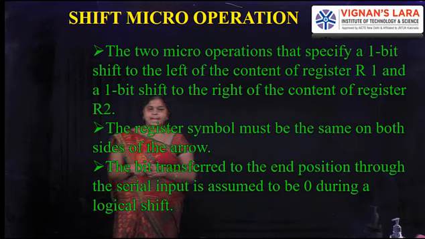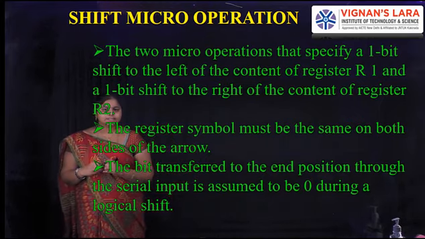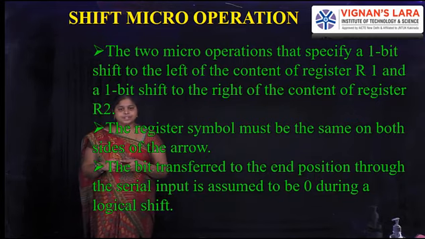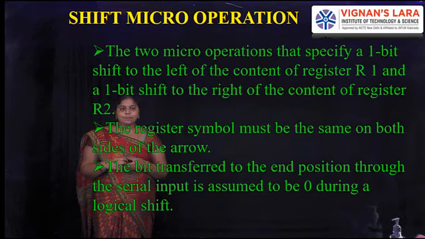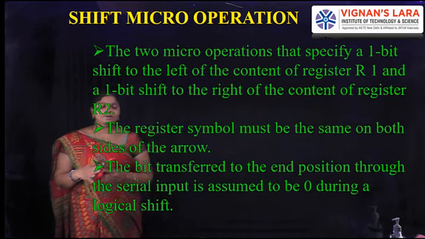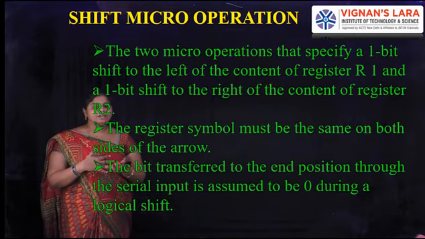Okay, we have 3 types of shift micro operation. One is a logical shift, which we already discussed. The second one is circular shift or rotate shift. Two micro operations specify a one-bit shift left of the content of register R1 and a one-bit shift right of the content of register R2.